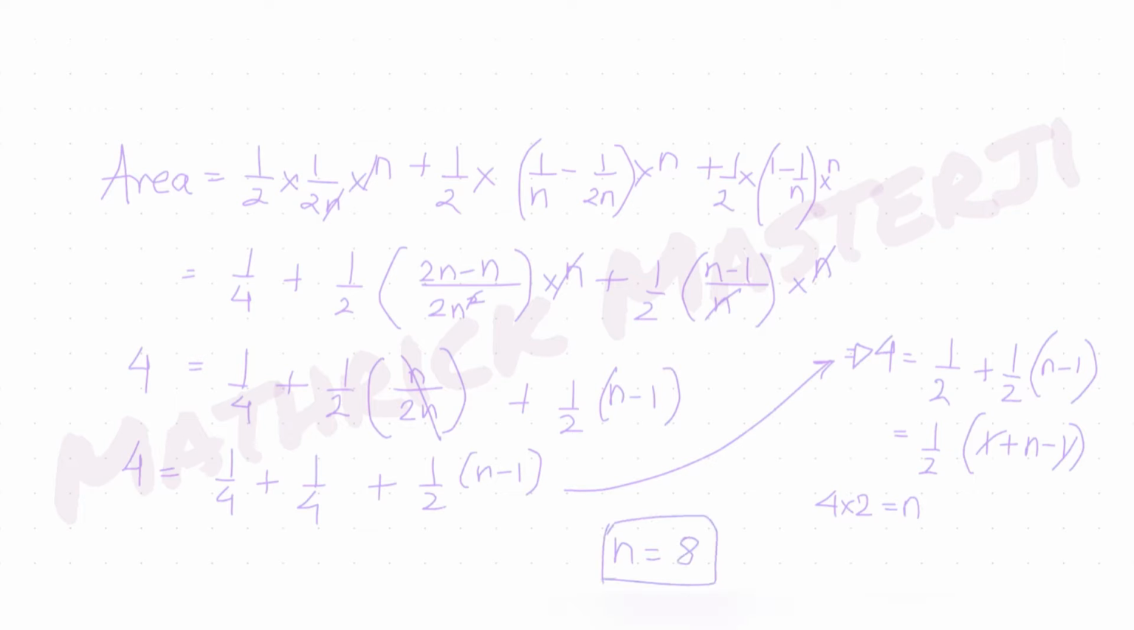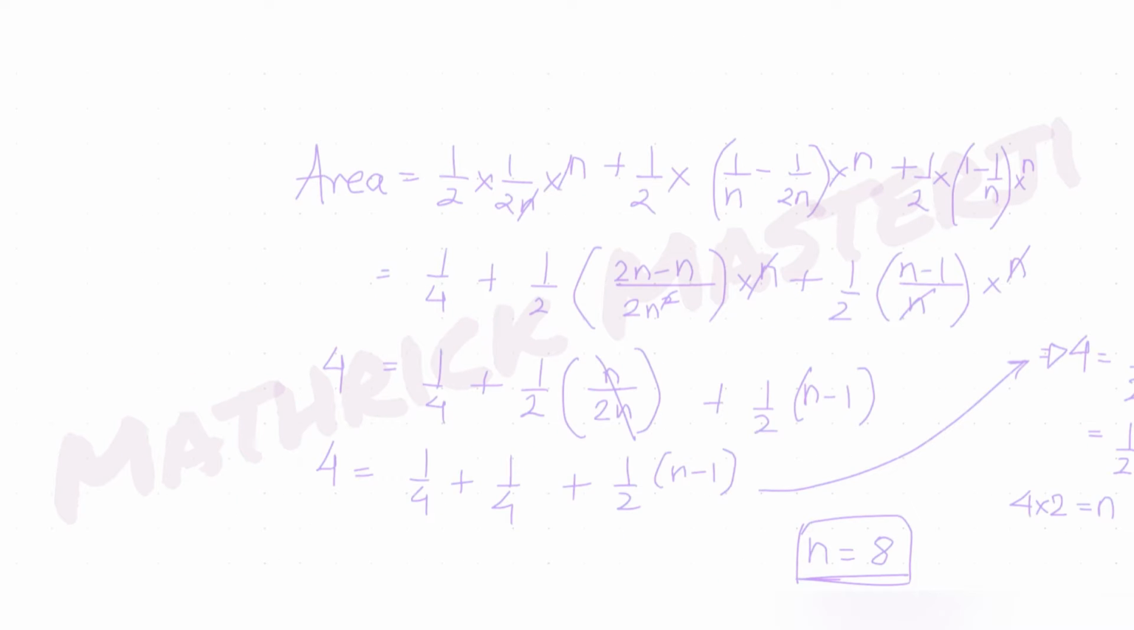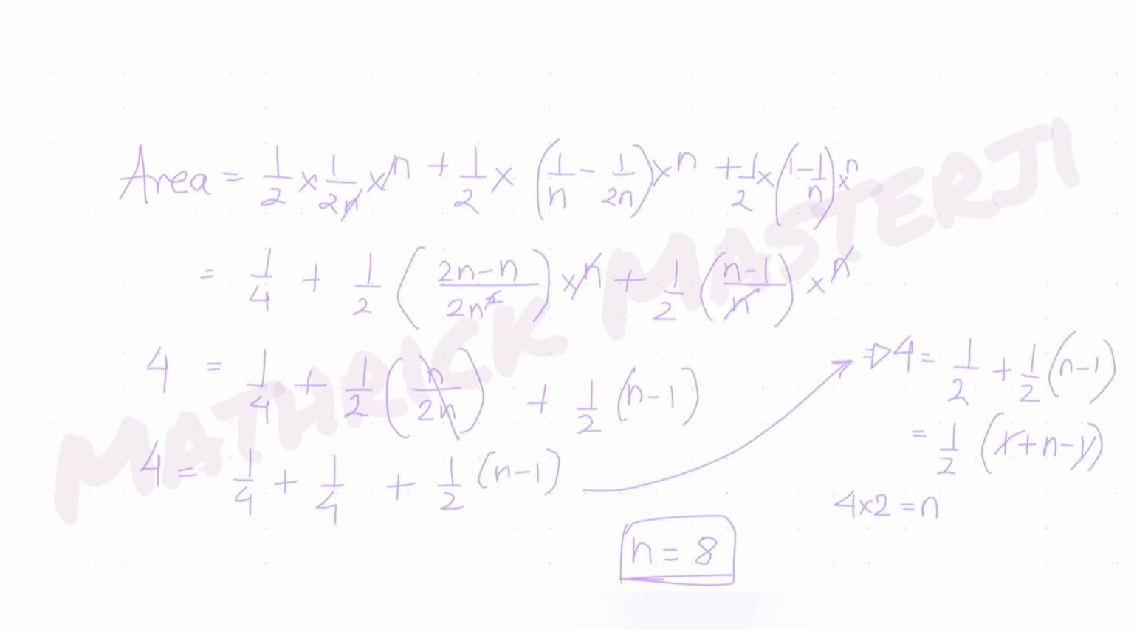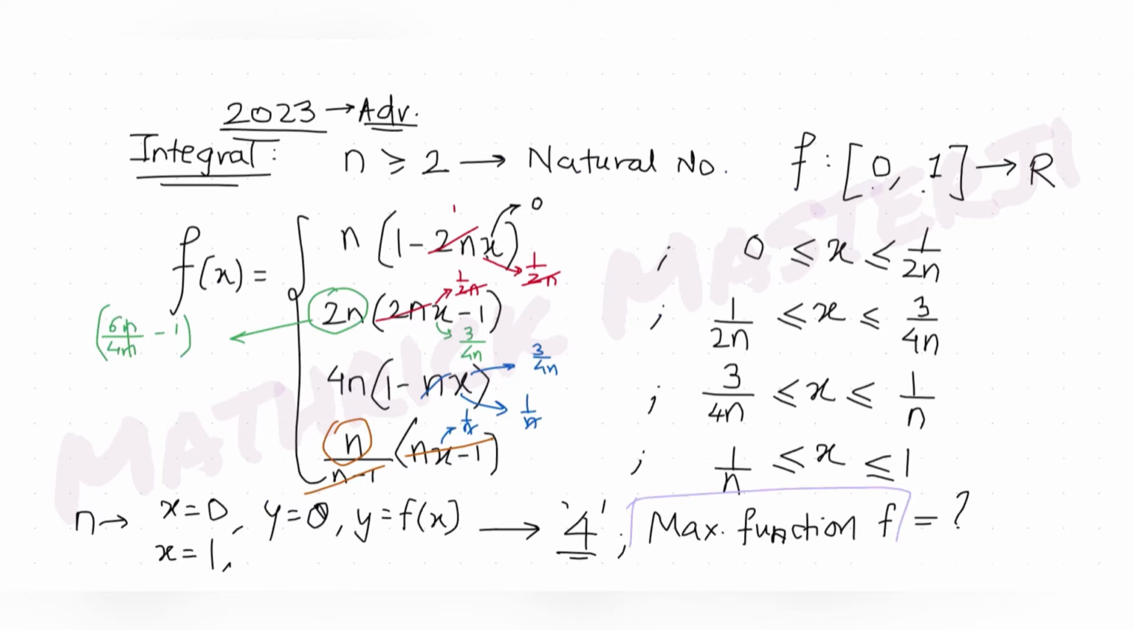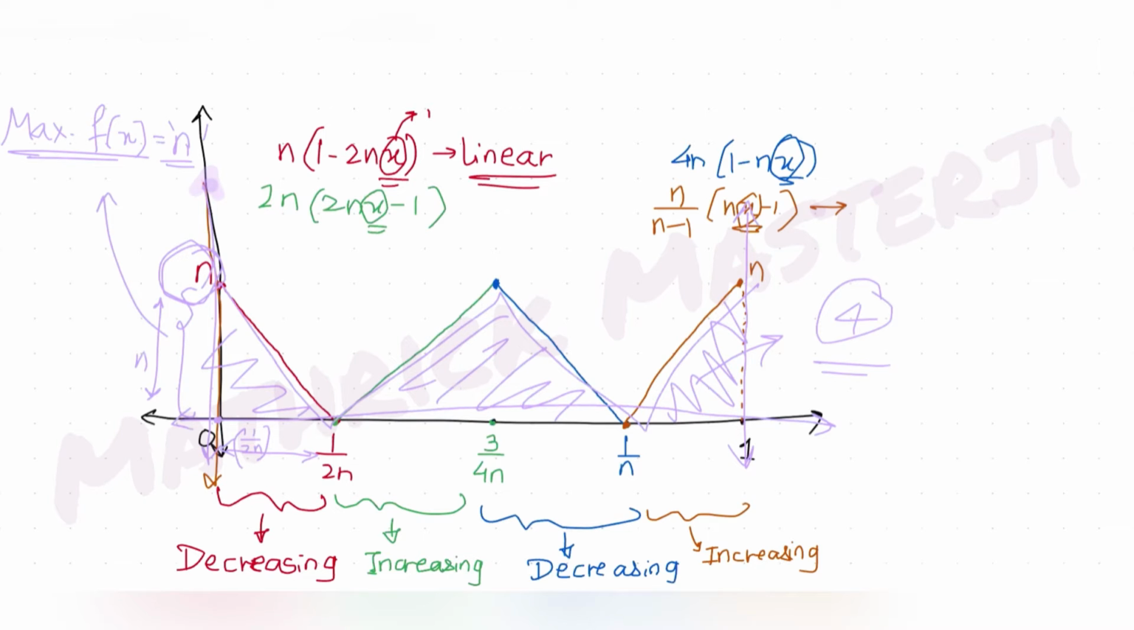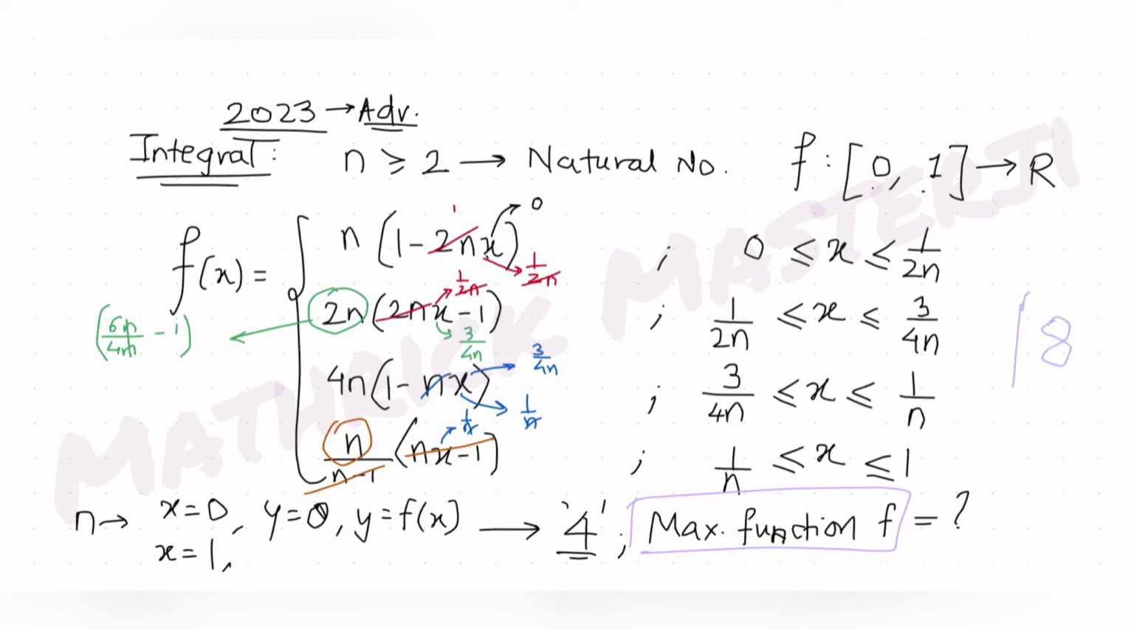Now once I get the value of n as 8, that is the answer to the question that is asked to us. The maximum value of the function is nothing but the maximum value of y, which is n, and that is equal to 8. So the correct answer for the question asked here is 8. So 8 is the correct answer.